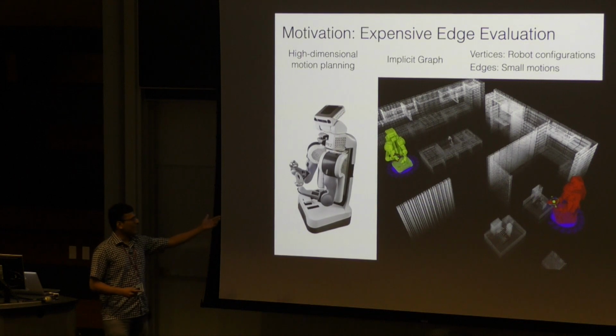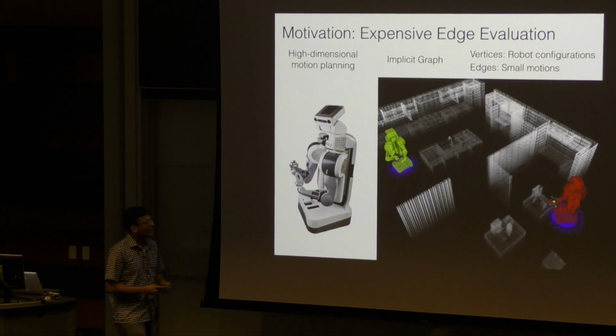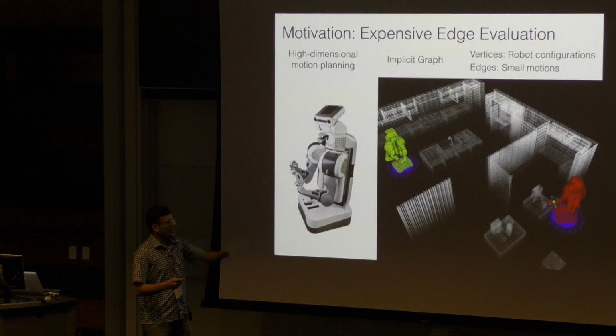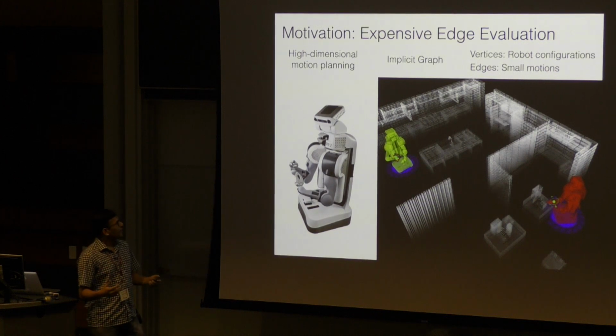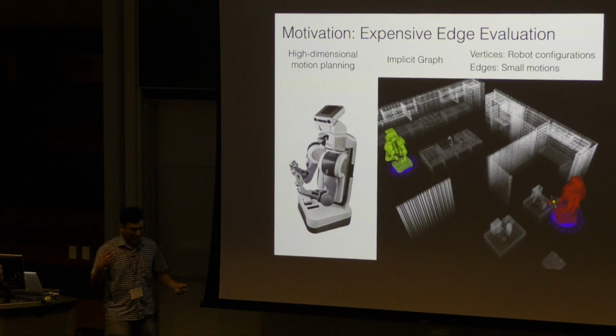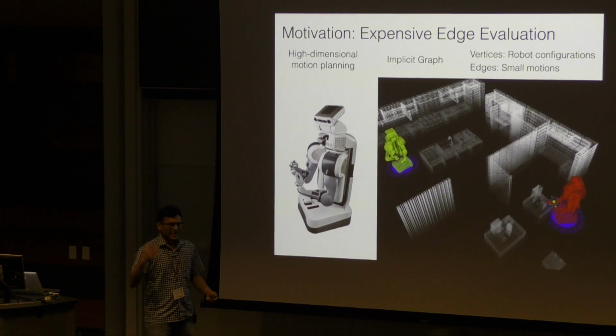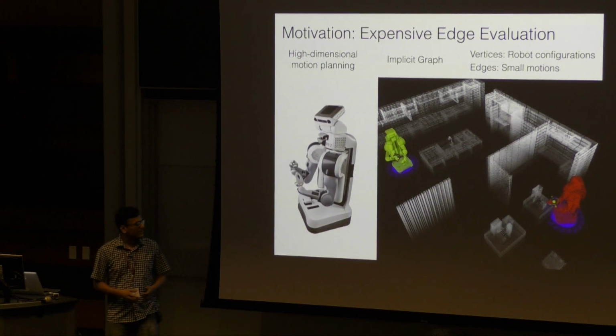So let's say we have a mobile manipulator like the PR2 robot, and we wanted to get from point A to point B in a kitchen-like environment so it can pick up some object. Now, this is a very high-dimensional planning problem. The robot can move around. It has an arm with which it can pick up objects. And so we're planning for all of these degrees of freedom.